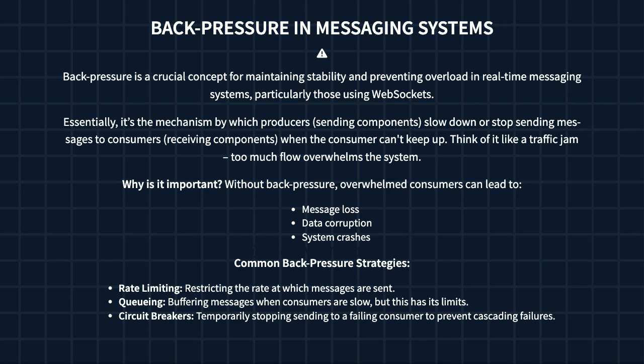It's like a traffic jam. Too much flow overwhelms the whole system. Without it, you risk losing data or even crashing your entire application. We use techniques like rate limiting, queuing messages when things slow down, and sometimes even circuit breakers to protect our systems from overload, basically making sure nothing gets dropped or corrupted.